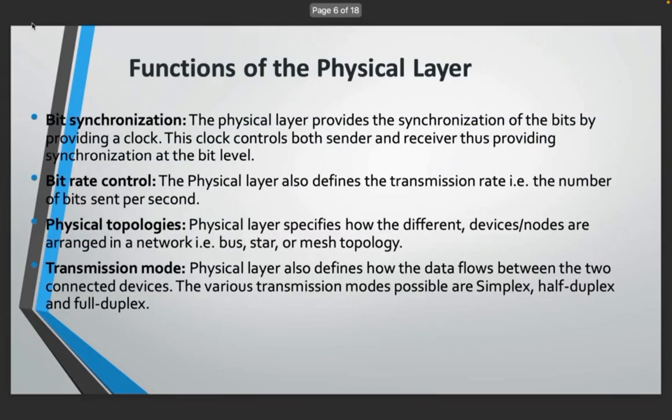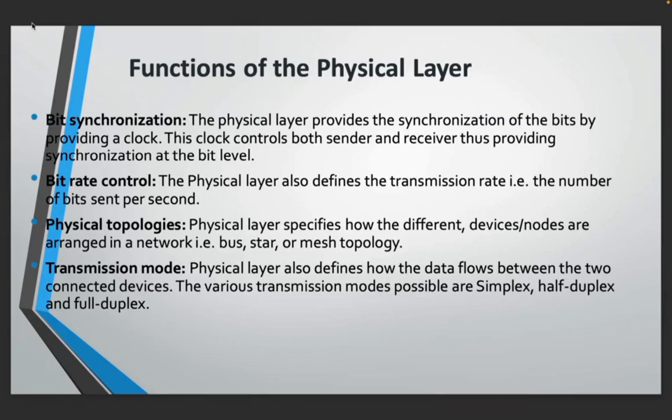110001110011. Functions of physical layer: bit synchronization, bit rate control, physical topologies, transmission mode. Let's see what is bit synchronization. The physical layer provides the synchronization of the bits by providing a clock. This clock controls both sender and the receiver, thus providing synchronization at the bit level. Bit rate control. The physical layer also defines a transmission rate, that is the number of bits sent per second.